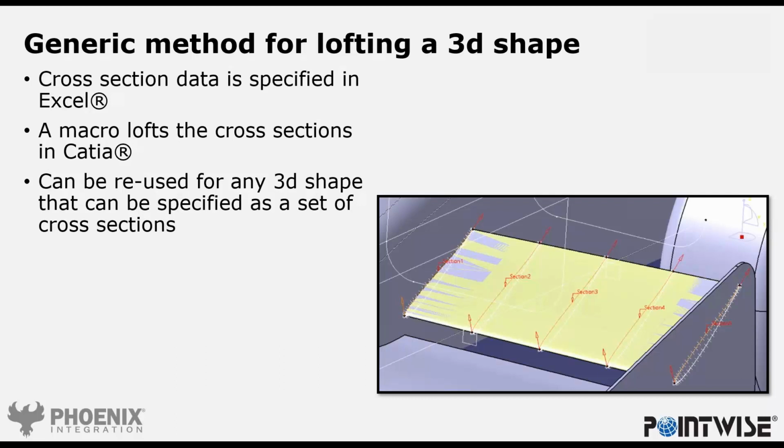We can see here how this wing is generated. I use Excel to specify the cross sections. I can dial in the angle, and then I have a macro in CATIA that brings those sections into CATIA and builds a 3D shape. And here I actually managed to create a generic method for creating a 3D shape that can be constructed through parallel sections, which is just about any 3D shape.